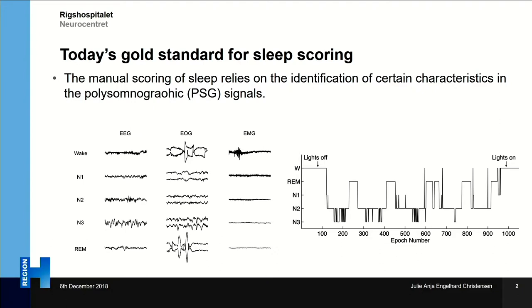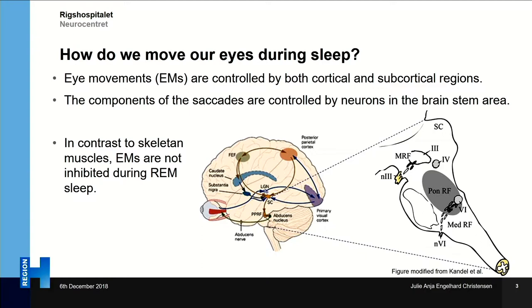Before trying to answer that question, I want to say that in contrast to skeletal muscles, the muscles that control eye movements are not blocked during REM sleep. Eye movements are normally controlled by cortical and subcortical regions, and the components of the specific eye movements, the saccades, are controlled by neurons in the lower brainstem areas. And these neurons are superior to the neurons that are responsible for the normal atonia that we see during REM sleep. So that's why we can move our eyes during sleep. But more interesting, why do we do it?